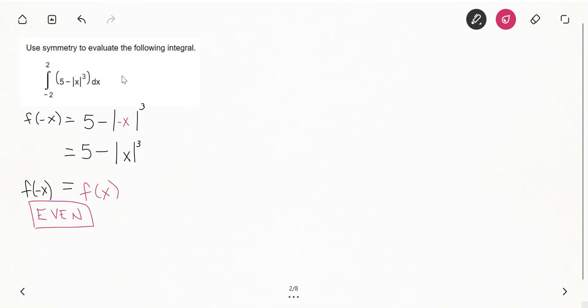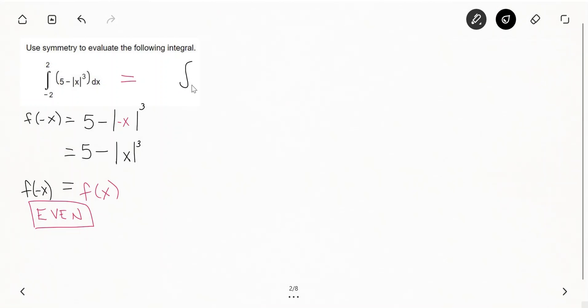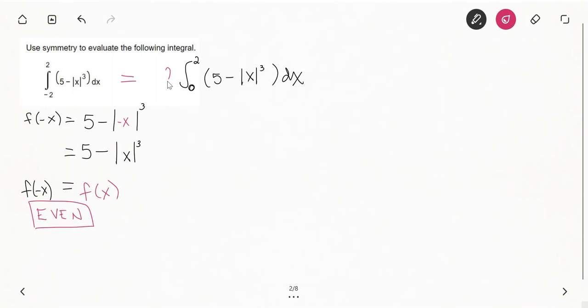Because this is even, I could use this symmetry. I could simplify this process by integrating not from -2, but from 0 up to 2, and doubling it. I'm not going to change anything else inside the integral except those limits.